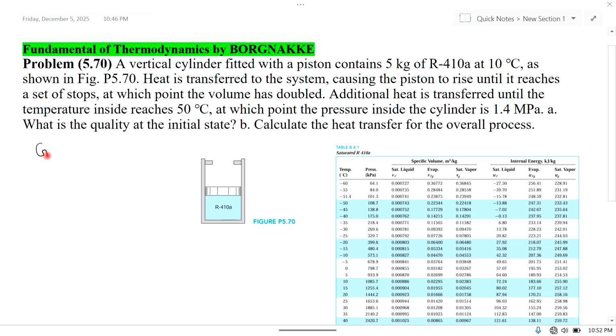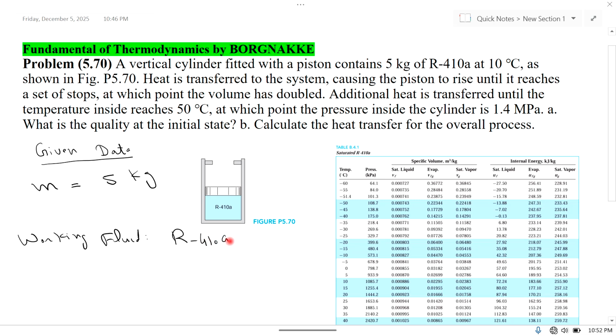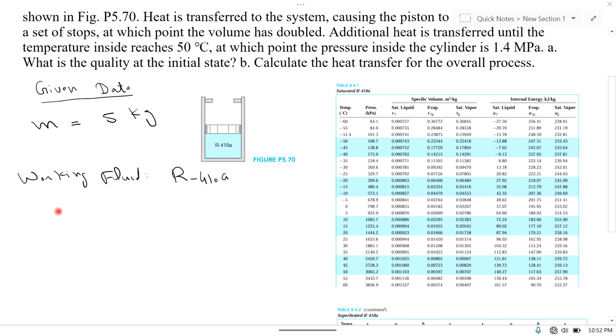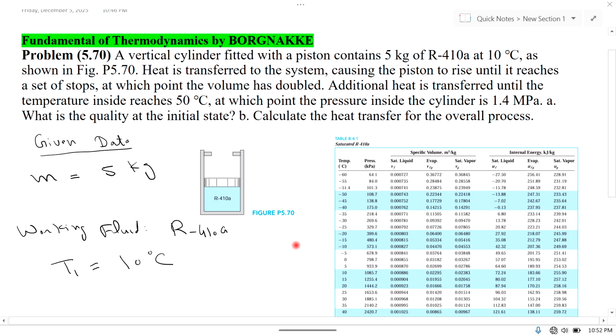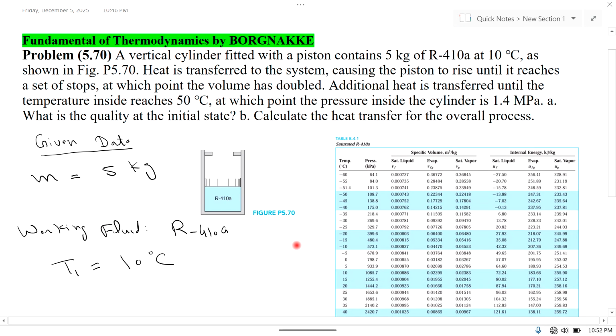So, in the given data, mass is given to us as 5 kg of refrigerant. The working fluid here is refrigerant 410A, and the initial temperature T1 is equal to 10 degrees centigrade, as shown in figure 5.70. This is the given figure.